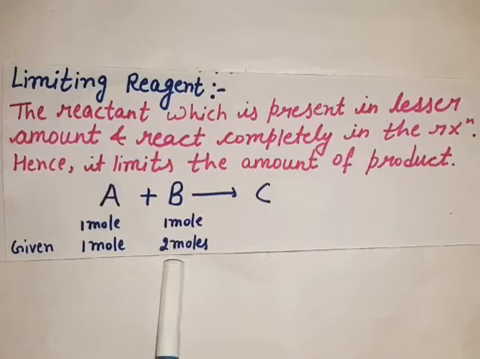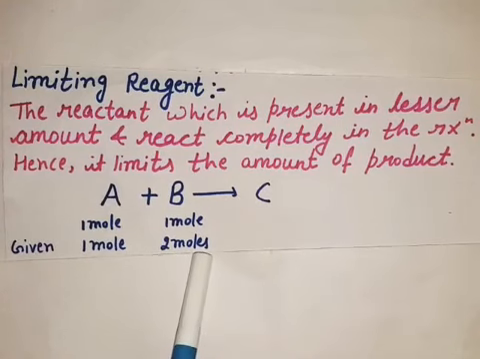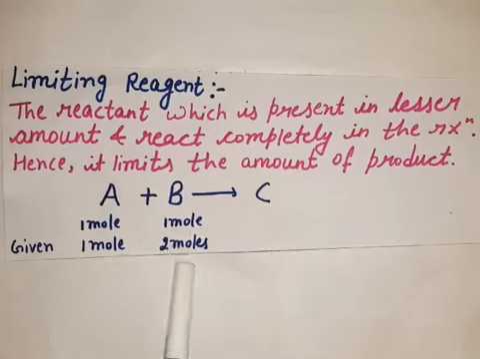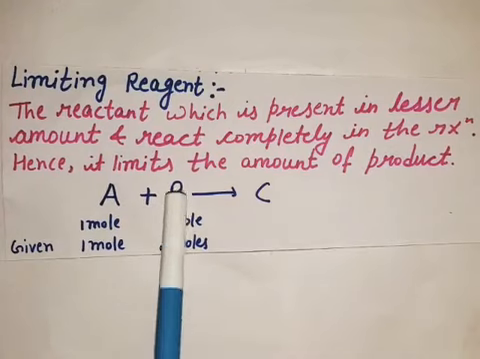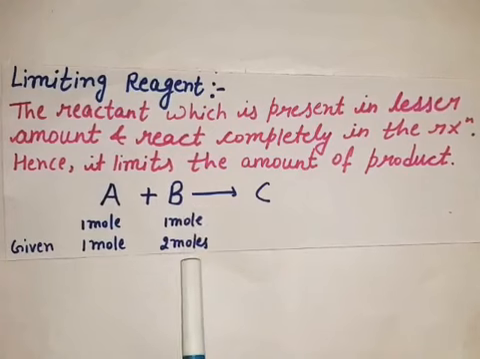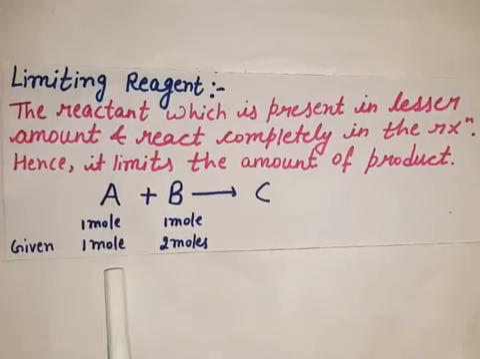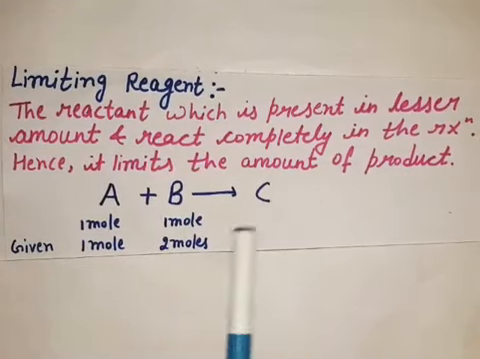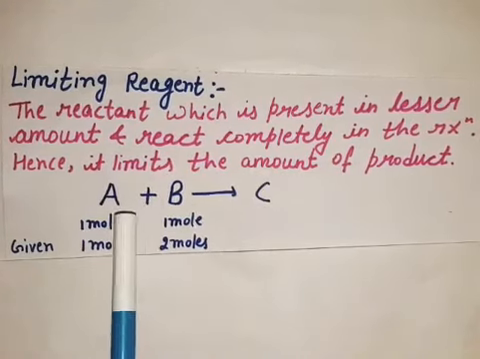If you take the amount of B as 2 moles, what will happen? 1 mole of A will completely react with 1 mole of B. So how much B will remain left? Yes, 1 mole. 1 mole of B will remain left. That means B is present in excess amount. If B is present in excess amount, then we say that this is the excess reagent. So that means A is present in less amount. So A is the limiting reagent. Limiting means which limits the amount of product, because the amount of product depends on the limiting reagent.